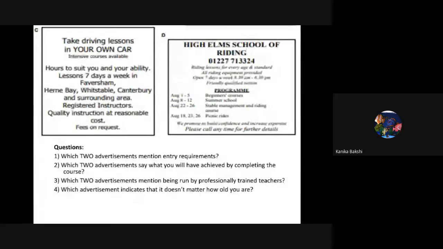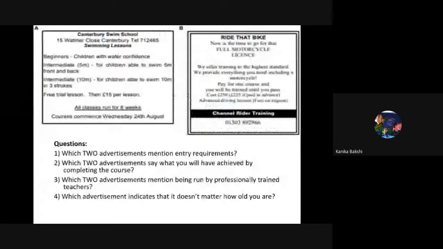Ma'am, B. Yes, D. Good. How you made it out? Ma'am, it's written now it's time to go for that full motorcycle license. You'll be getting the license after learning the bike. In B, yes, ma'am. Now is the time to go for that full motorcycle license. No, it is actually the answer is correct, but it says pay for one course and you will be trained until you pass. So जब तक आप pass होगे तब तक you will be trained. Okay, let's see the next one.